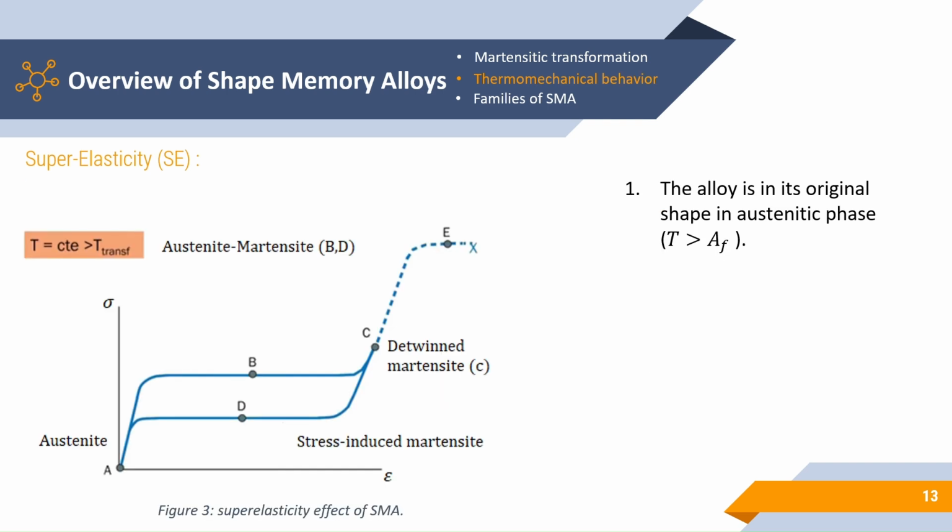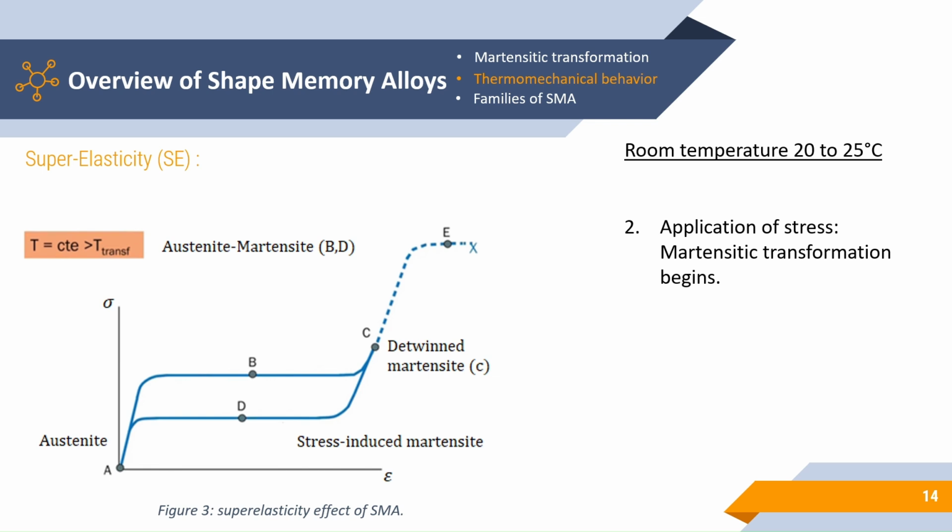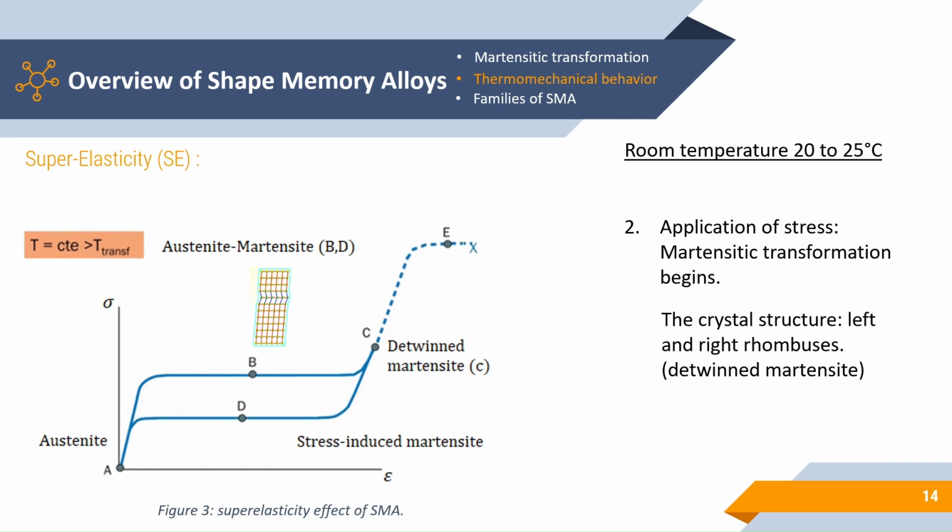Here, the alloy is in its original shape in the austenitic phase at a temperature above austenite finish. The crystal structure is composed of tiny symmetric squares. This part is purely elastic, where stress and strain are proportional. Now, after the application of an external force, the martensitic transformation begins, and the crystal structure deforms into left and right rhombuses.